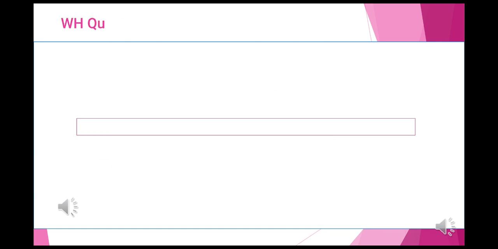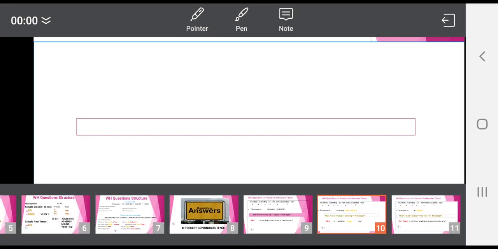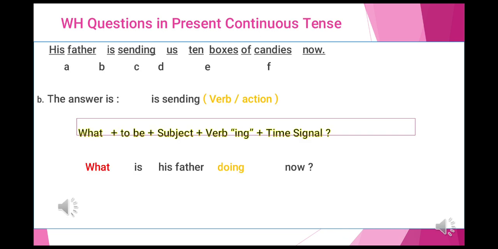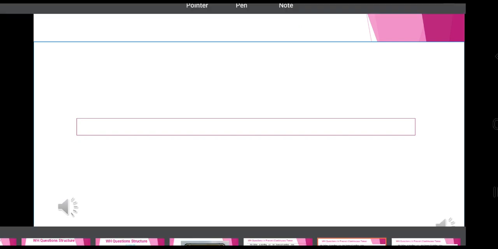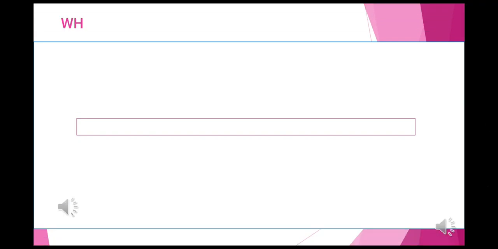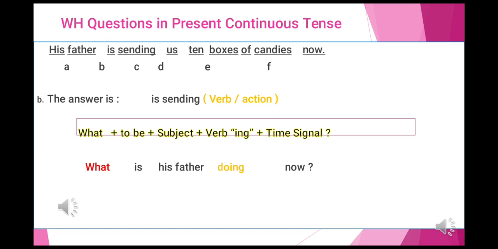If the answer is the verb or the action, we usually use do here. Because this is present continuous tense, we use doing. Okay? Now, let's move on to the next page.